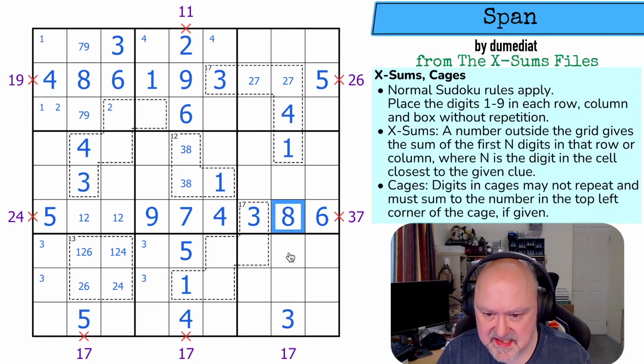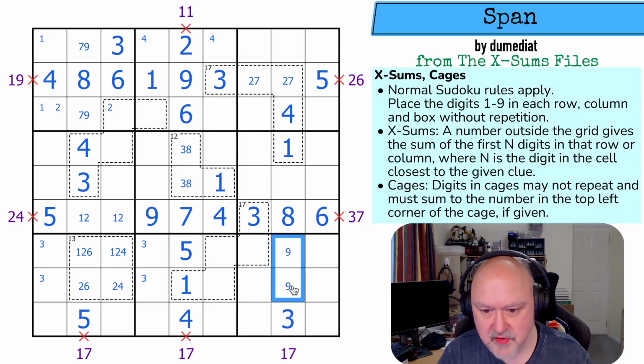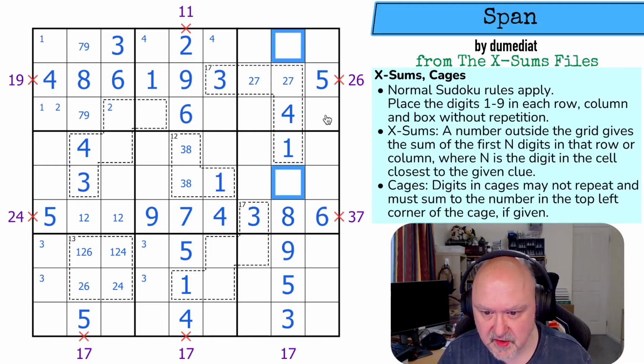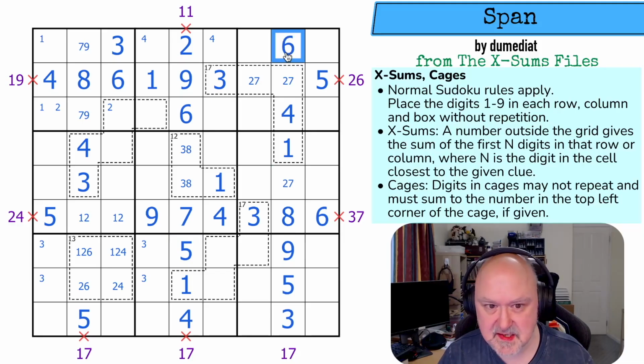Ah, there's an 8 here now. So how do I do this 14? I could do 9, 5. I can't do 8, 6 and 7, 7 is blatantly wrong. And the 5 makes this the 9 and this the 5. So this is a triple in the column. 1, 2, 6, 7. Well, there's no 6 there, so that's the 6.